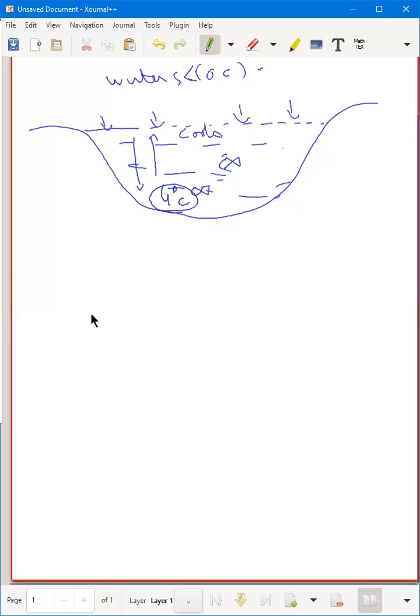Now, because of the anomalous expansion of water, as the temperature goes below 4 degrees Celsius, what will happen to the water? Come on, tell me. Sir, can you repeat?